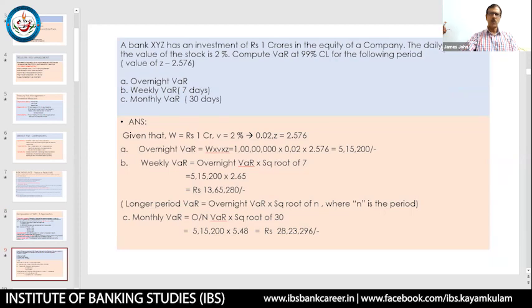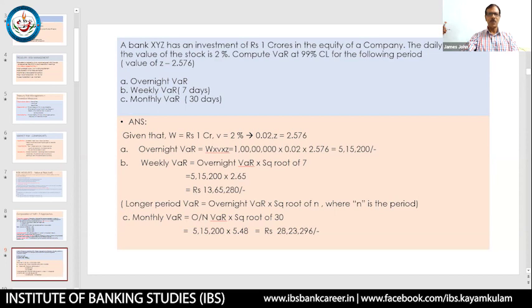So now we'll go to a numeric problem. There is a bank XYZ, which has an investment of 1 crore in the equity of a company. The daily volatility of the value of the stock is 2%. Compute VAR at 99% confidence level for the following periods: overnight VAR, weekly VAR, and monthly VAR. Now they have given the value of Z as 2.576. Probably they will give it in the question.